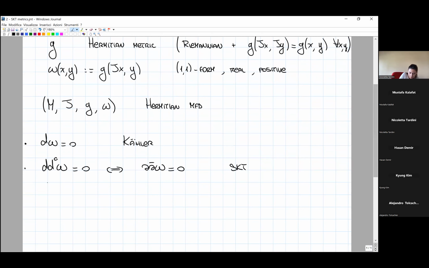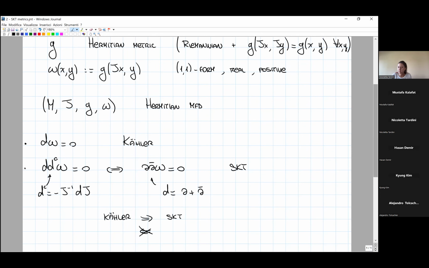Where the operator d^c, if you remember, is given by minus J^{-1} d J. The operators ∂ and ∂̄ are just the (1,0) and (0,1) components of the exterior derivative, because we are on a complex manifold, so the exterior derivative splits into two other differential operators of type (1,0) and (0,1). And of course, every Kähler metric is SKT, but the converse is not true.